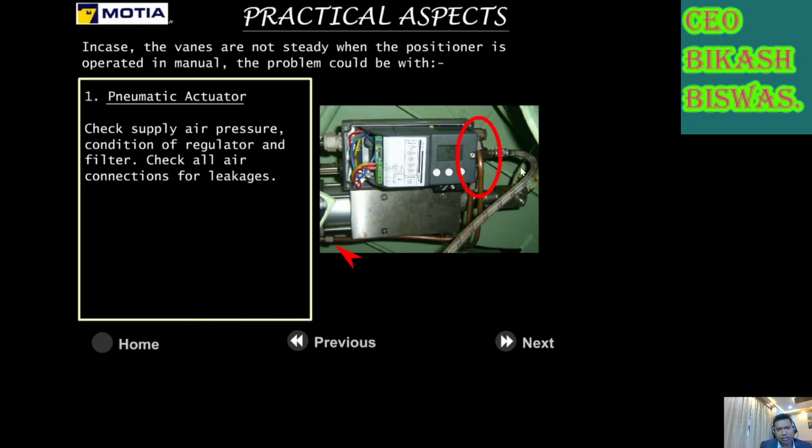And there could be leakages because there are many union connections. Here is a union connection, here is a union connection. So all the connections you have to check for leakages. If there is continuous leakage, the air pressure is going to go down and you will not get the proper functioning of the actuator.